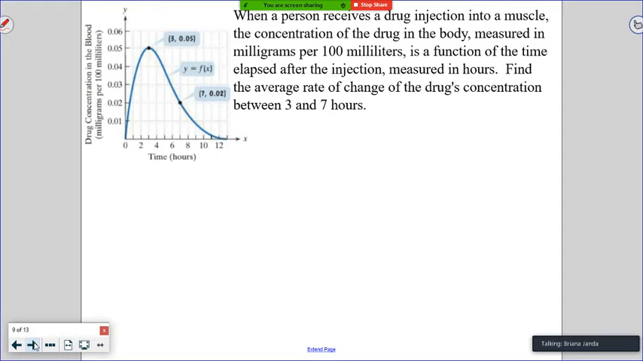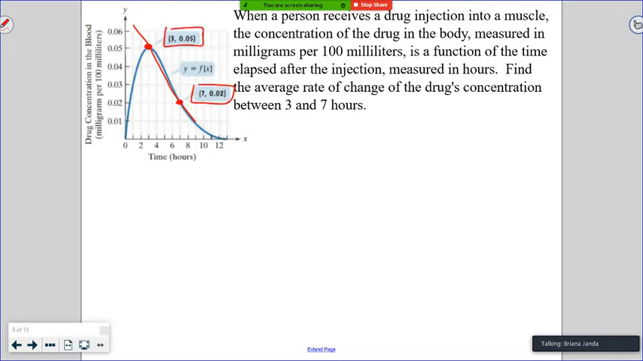It says when a person receives a drug injection into a muscle, the concentration of the drug in the body is measured in milligrams per 100 milliliters. It's a function of time elapsed after the injection in hours. Find the average rate of change of the drug's concentration between 3 and 7 hours. Okay, so they're saying between here and here. Well, we're just going to consider this a line connecting those 2 points, and you're finding the slope of that line. Use this point and this point.